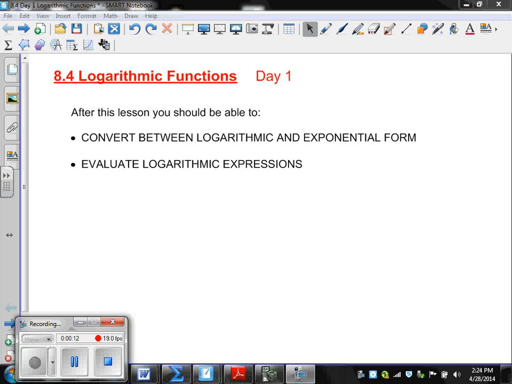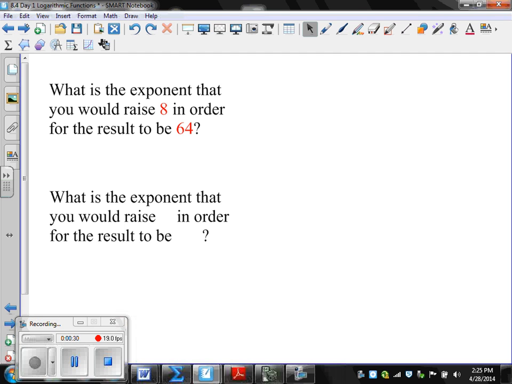After this lesson, we should be able to do two things. One, we want to be able to convert between the logarithmic and exponential form, and we're going to be able to evaluate logarithmic functions. To be able to do that, you're going to need to learn about what a logarithm is and what a logarithmic function is. Before we get to the formal definition, let's play around with some concepts that we already know about, and we'll make some connections to what a logarithm is.